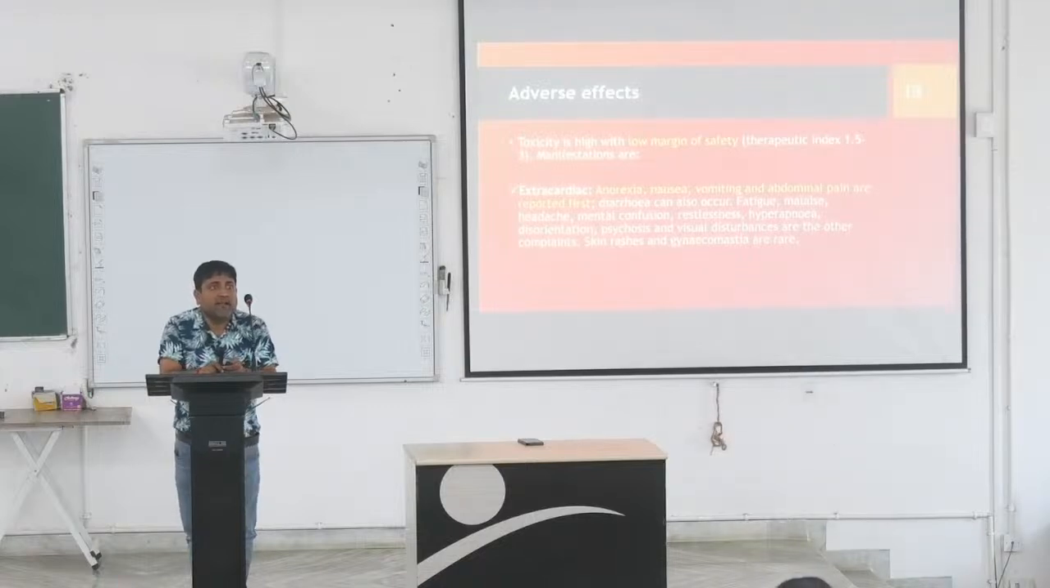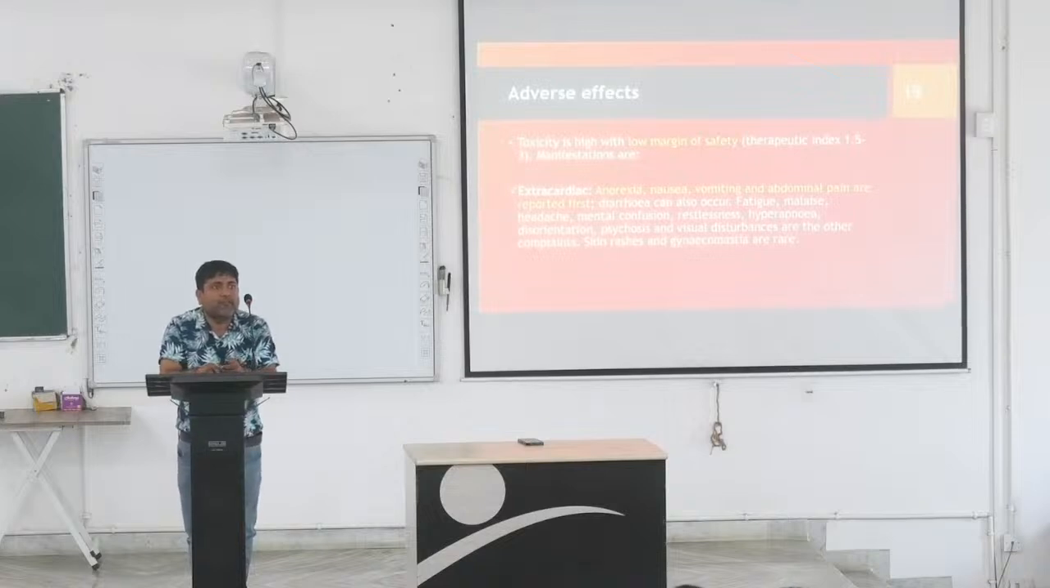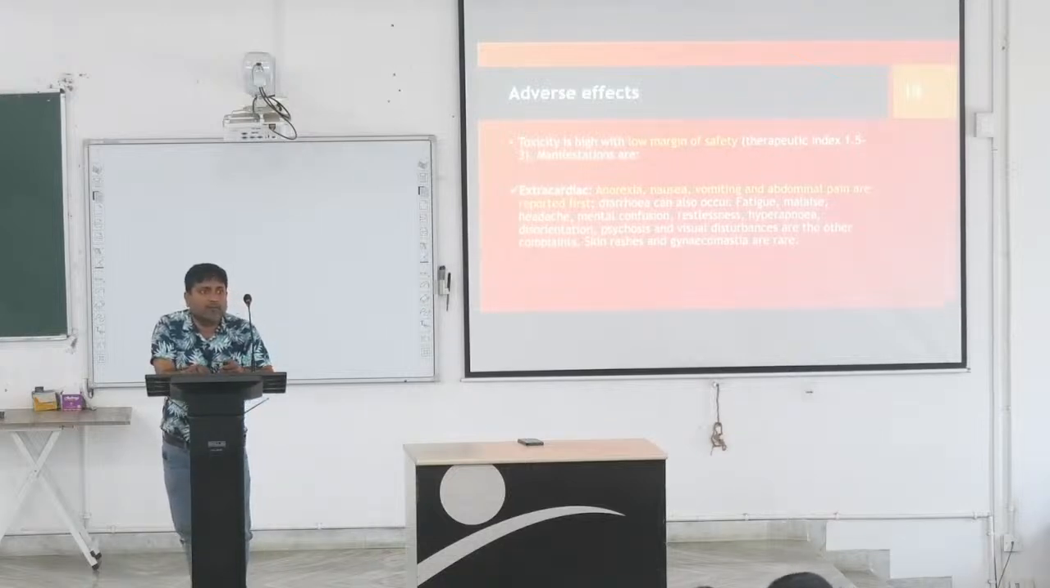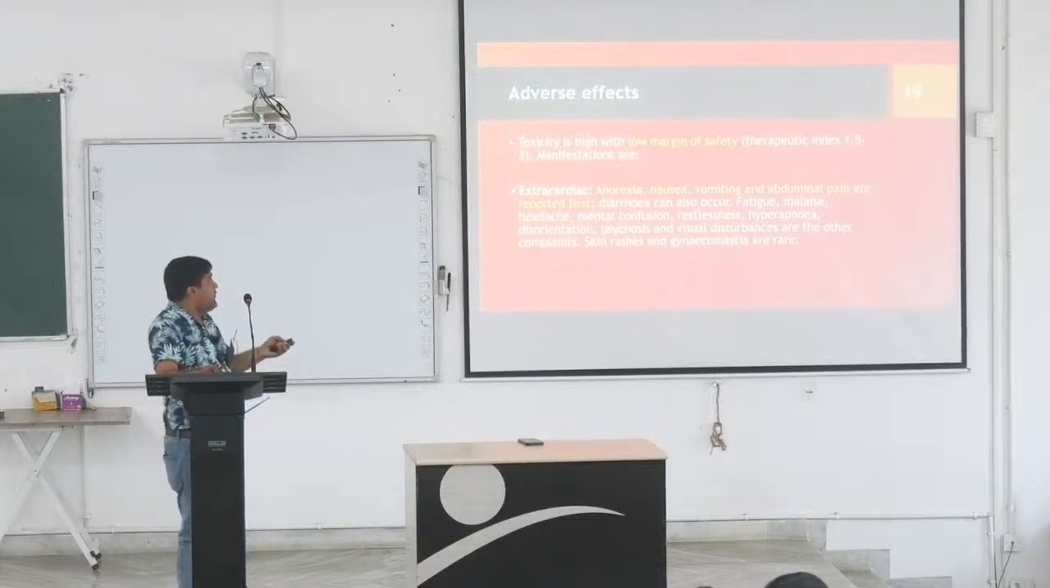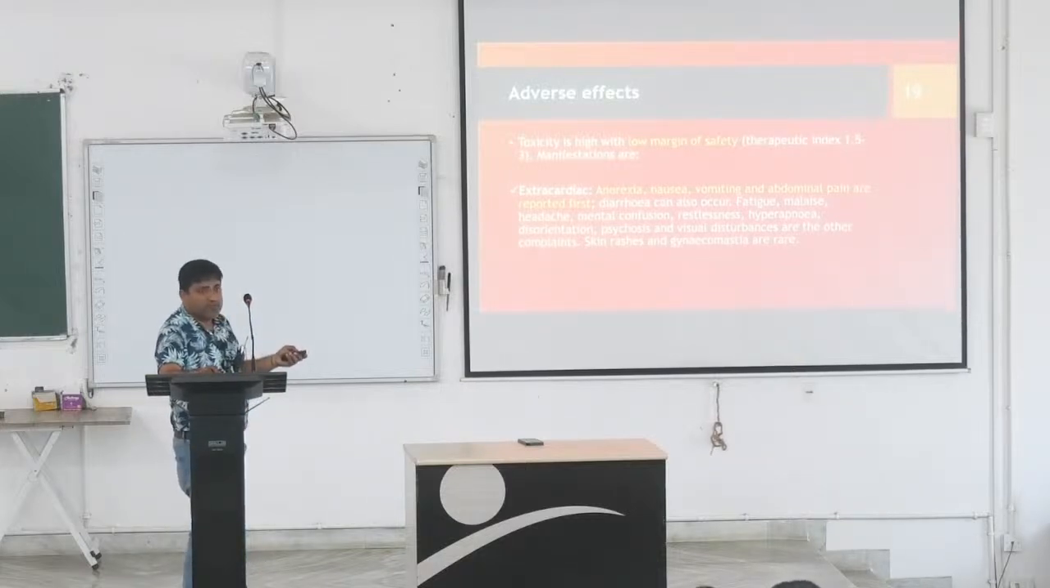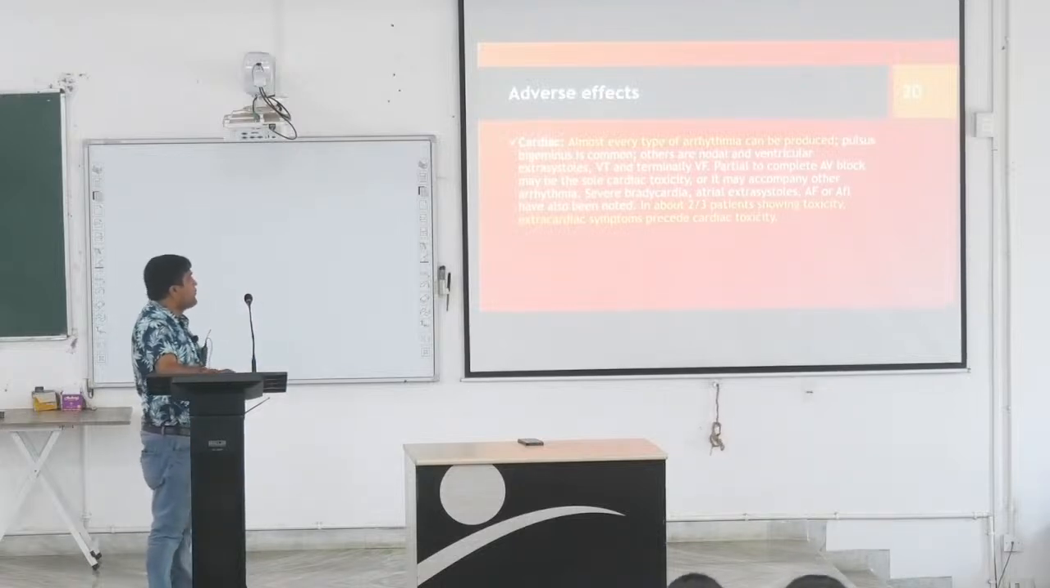When the impulse either is not arising from the SA node, or is arising from the SA node but traversing via a different pathway, because a pathway is blocked, that can result in arrhythmia. There are lots of arrhythmias. It can be supraventricular arrhythmia, it can be ventricular arrhythmia. Okay? So any type of arrhythmia is possible with digoxin toxicity. Almost every type of arrhythmia can be produced.